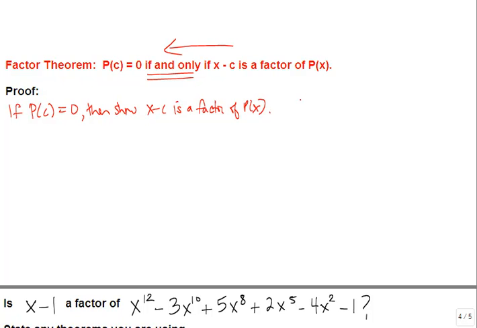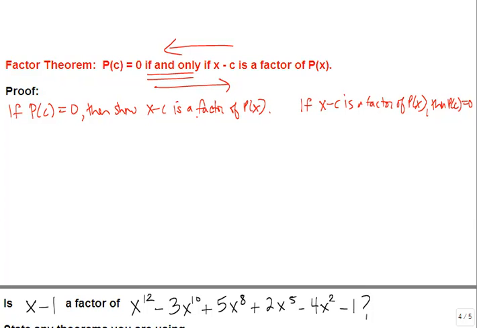The other direction is going this way. So we have to assume if x minus c is a factor of p of x, then that implies P of c is 0. So we have to prove this direction and that direction as well, because this is an if and only if statement. So let's start with this first assumption. Let's assume that P of c equals 0 and show that that implies that x minus c is a factor of the original polynomial.